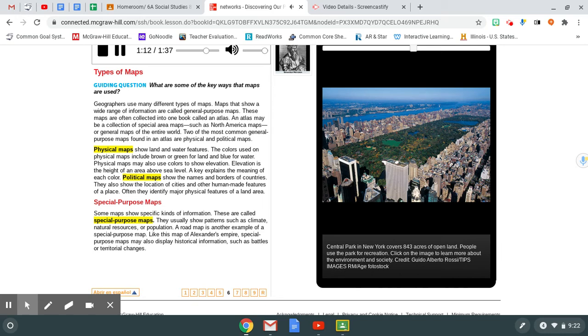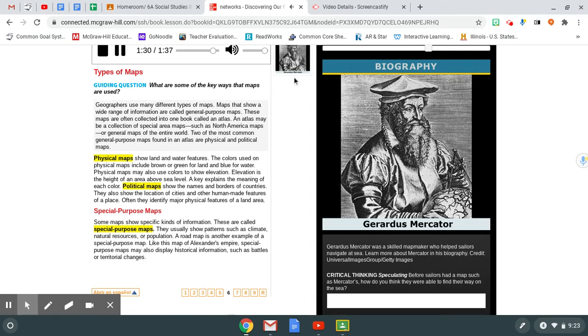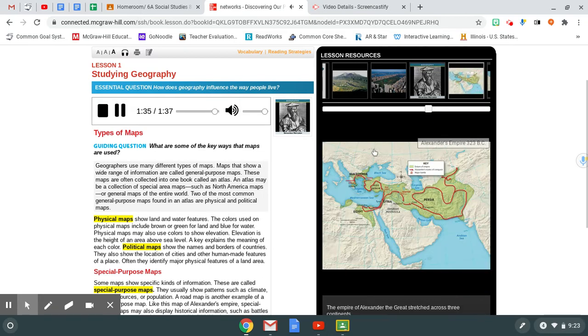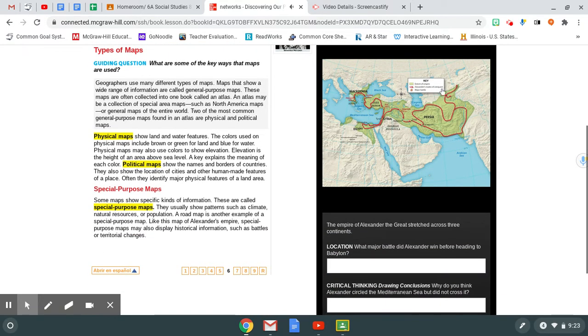Special purpose maps. Some maps show specific kinds of information. These are called special purpose maps. They usually show patterns such as climate, natural resources, or population. A road map is another example of a special purpose map. Like this map of Alexander's empire, special purpose maps may also display historical information, such as battles or territorial changes. So you can see that map I just pulled up over here in your resources tab.